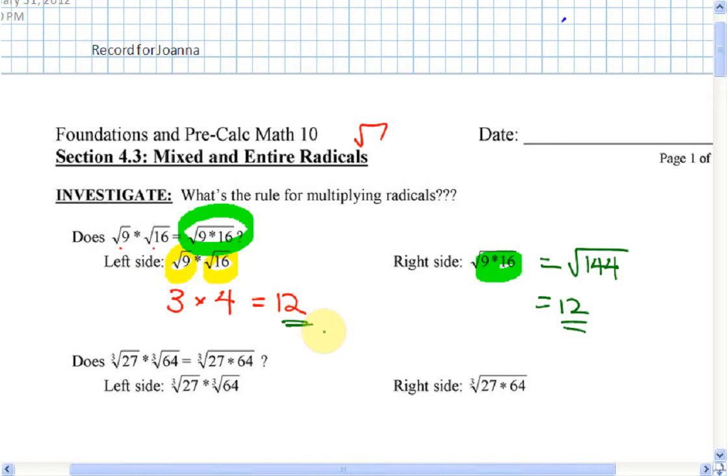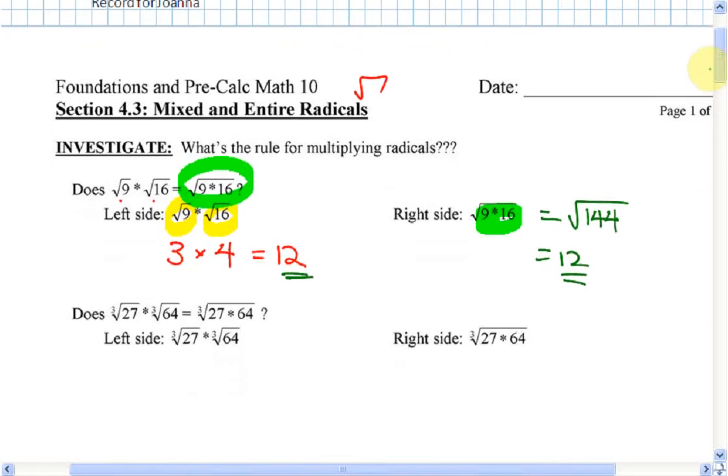Now, let's try the next one underneath. Let's look at the cube root of 27 times the cube root of 64. Does it equal the cube root of 27 times 64? Once again, what's the left side? What's the cube root of 27? 3. Thank you. What's the cube root of 64? 4. 3 times 4 is 12. Let's do the right side again.